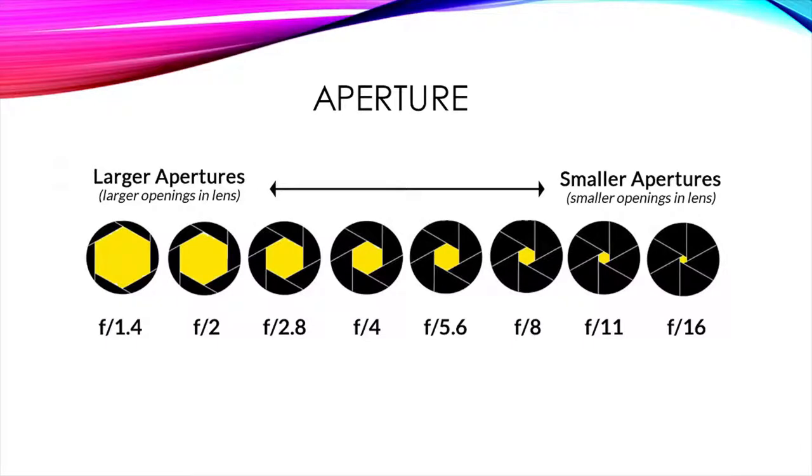Now, going forward, these are more examples of what your aperture actually looks like in camera. The larger aperture all the way to the smaller aperture. It just means you are allowing more light or less light. The aperture is just a way of controlling how much light gets into your camera or how much less light gets into your camera.